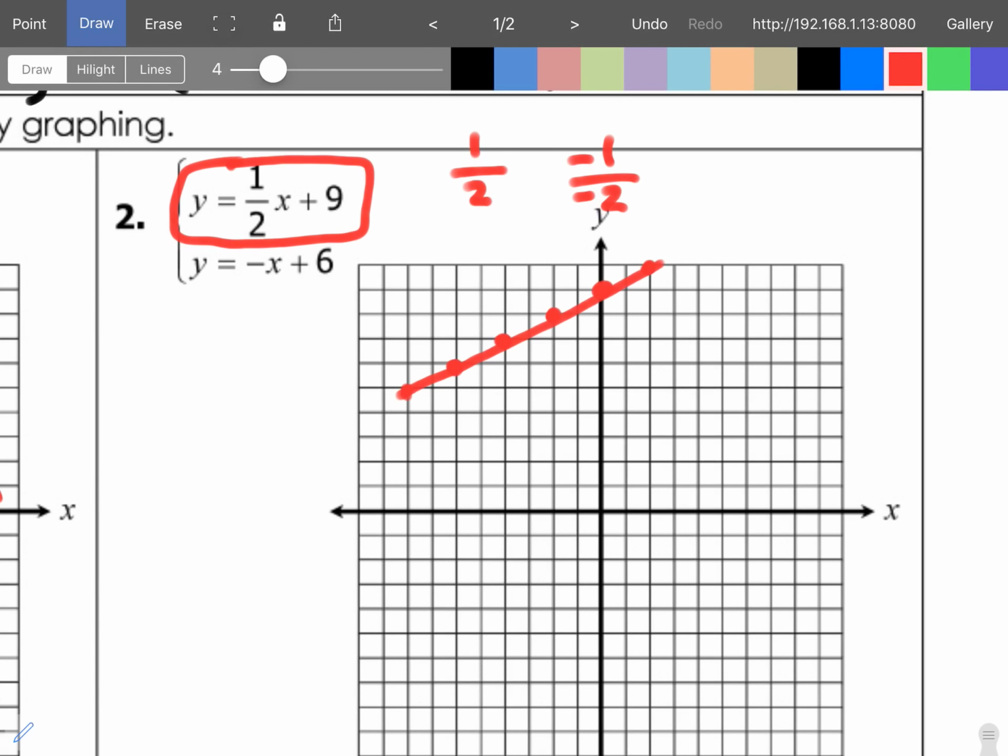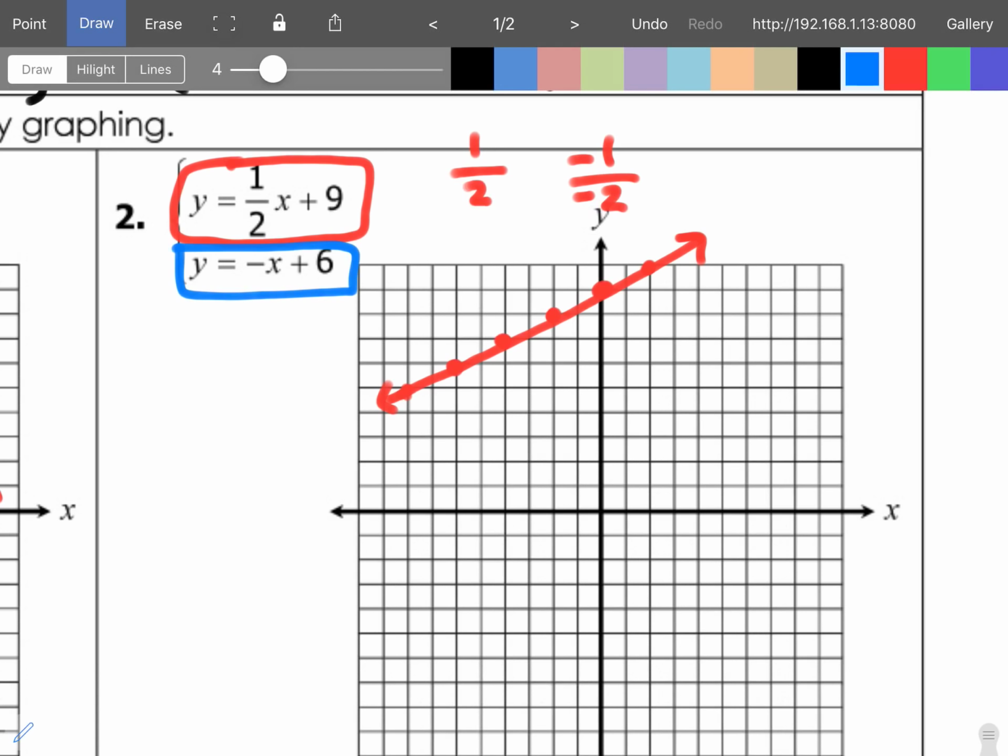I'm going to draw that line. I drew so many because I don't have a ruler, and I need to make sure it's straight, at least as straight as possible, because this time we're not just graphing one line, we're graphing two, and we're trying to figure out where they intersect. So it's really important to draw your lines straight.